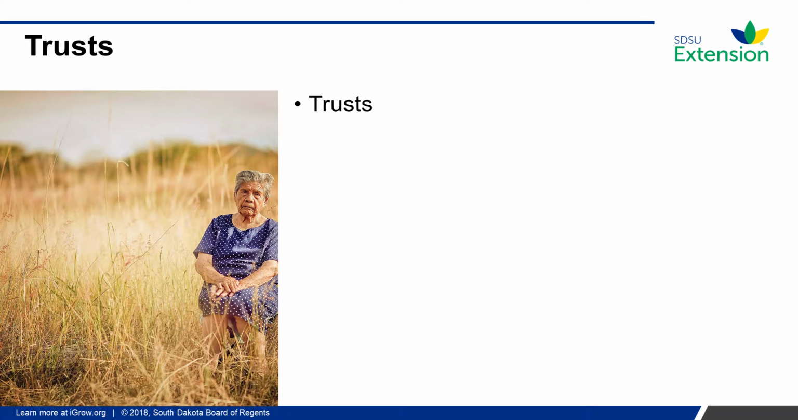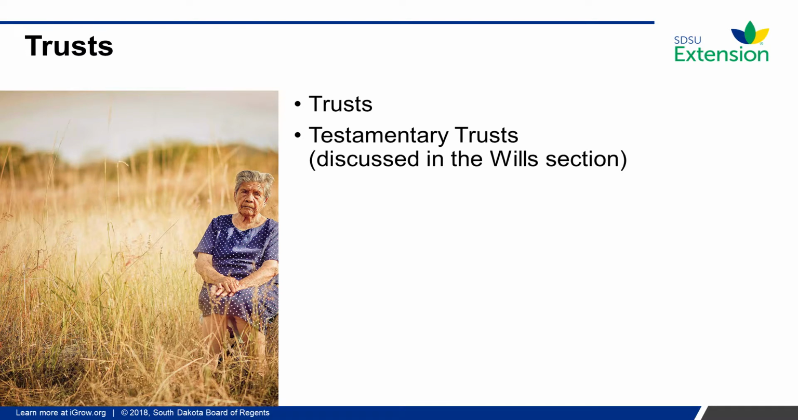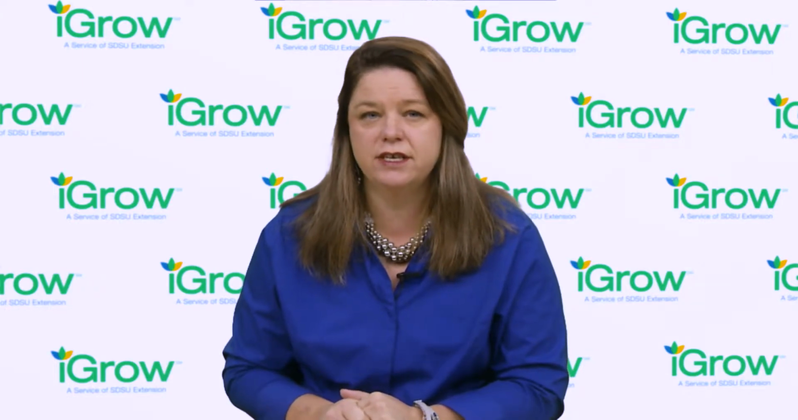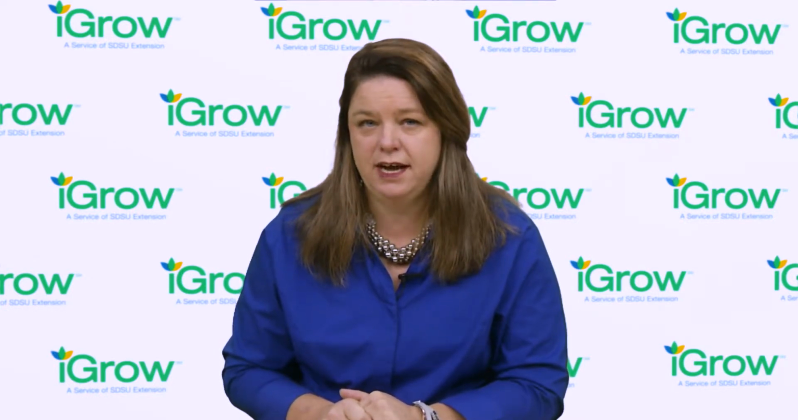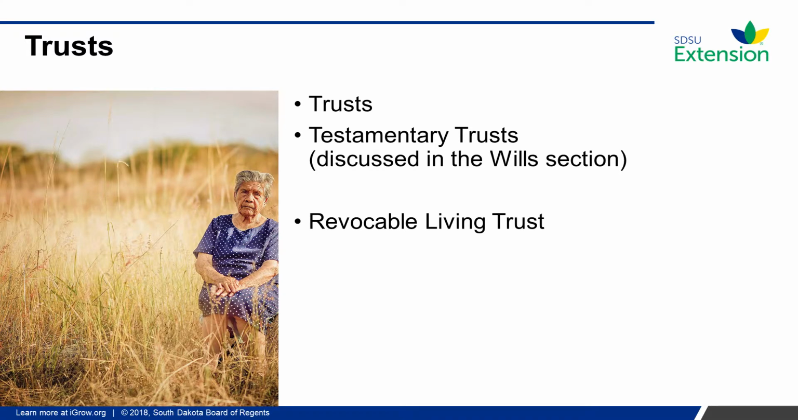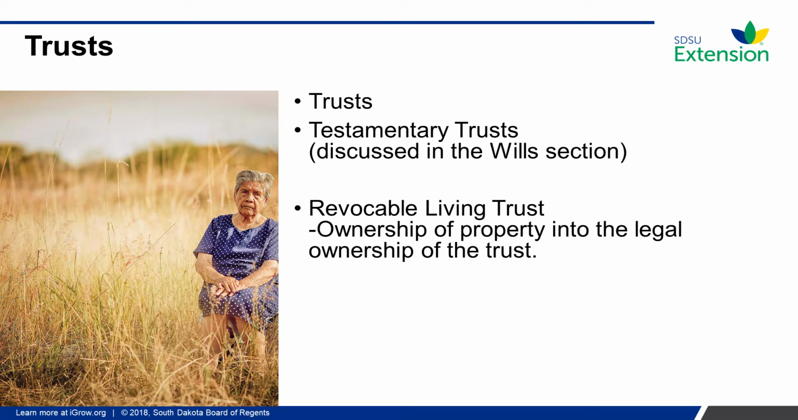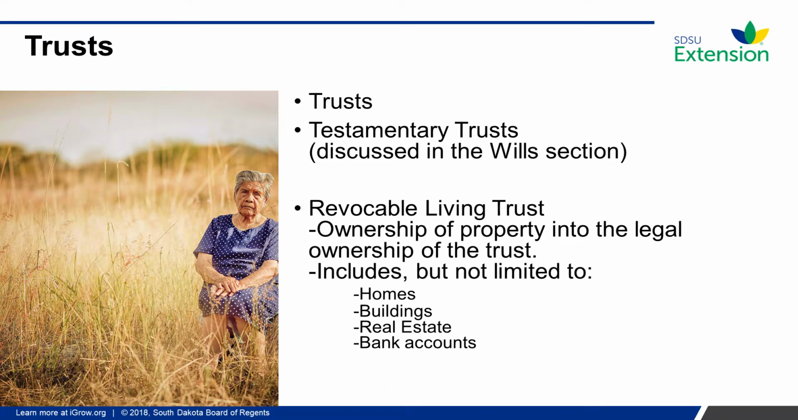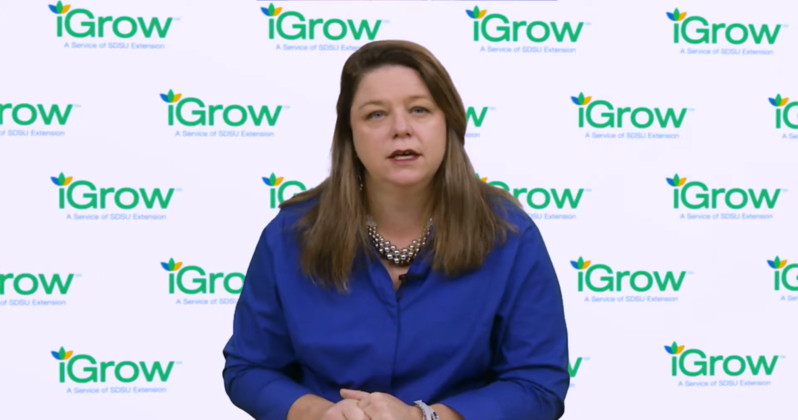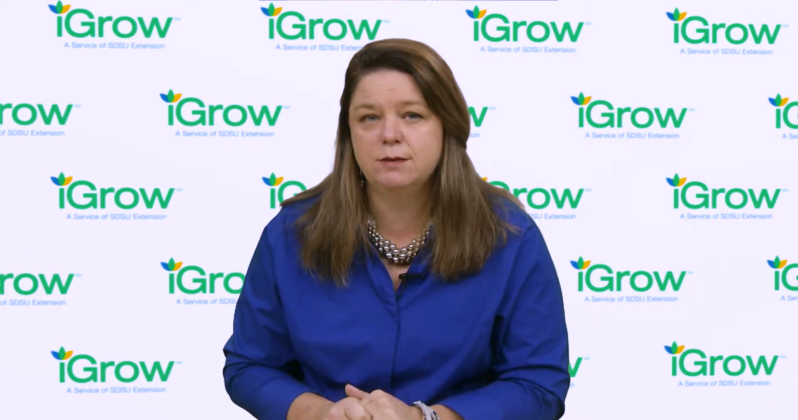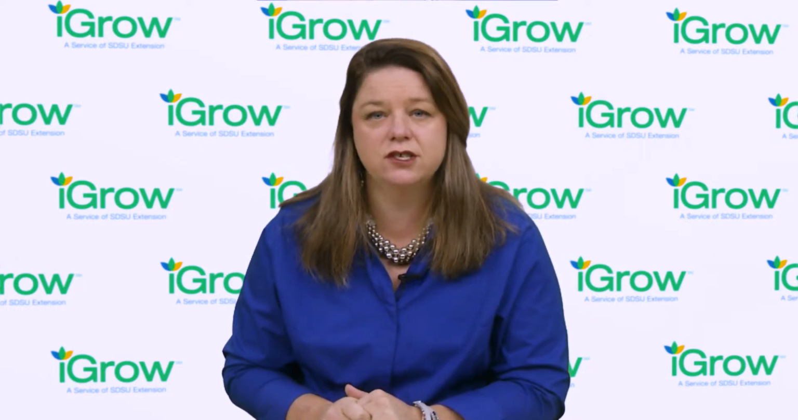Moving to trusts. There are many different types of trusts. However, aside from the testamentary trust previously mentioned, the most common trusts are established during lifetime and can be modified and revoked. To utilize a trust, asset ownership is typically transferred into a revocable living trust. Ownership of property, including but not limited to homes, buildings, real estate, bank accounts, stocks, bonds, and life insurance, is transferred from personal ownership into a legal ownership of the trust. The person creating the trust typically retains management authority and names themselves as the trustee.